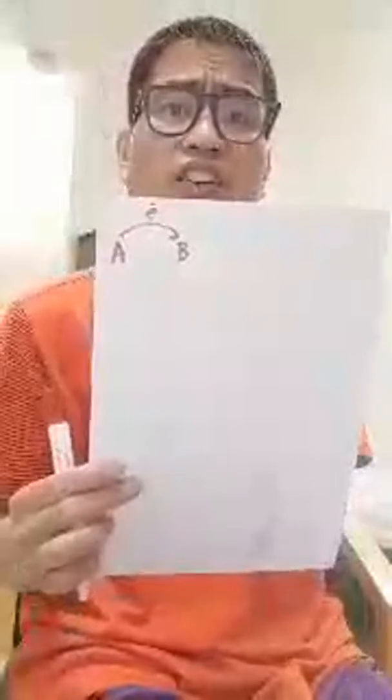Understood that A has a higher number of electrons and B has a lower number of electrons. That's why B needs more electrons. So the transfer of electrons from A to B, without adding any devices or any external energy, is a spontaneous reaction. So this is electrochemistry.